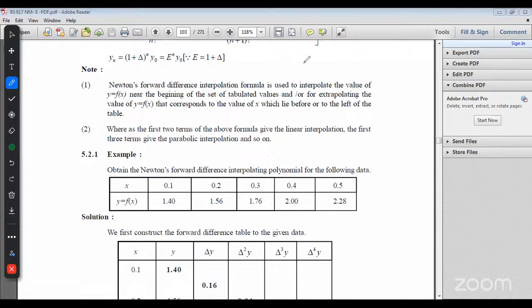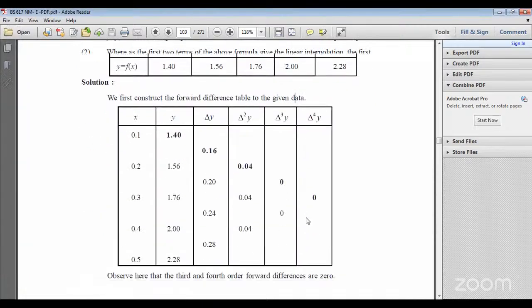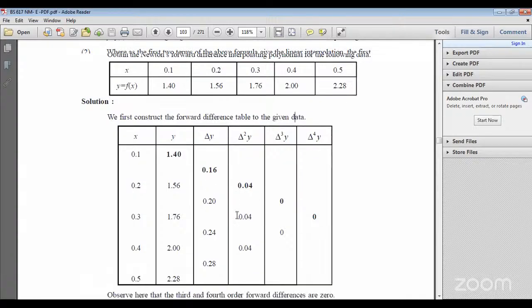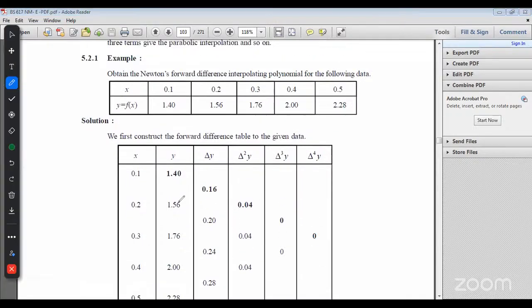We are taking here 1.5. So 1.40, 1.56, 1.76, 2.28. See here, I am subtracting: 1.56 minus 1.40 is 0.16, 1.76 minus 1.56 is 0.20, 2 minus 1.76 is 0.24, 2.28 is 0.28. Then 0.20 minus 0.16 is 0.04, 0.24 minus 0.20 is 0.04, and so on, 0.04 minus 0.04 gives 0.